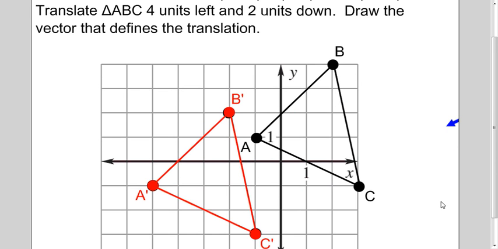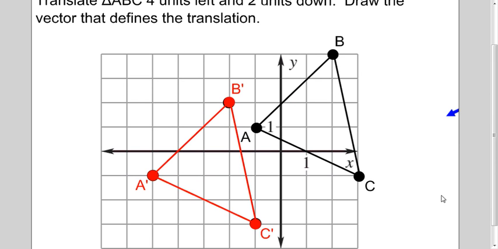And now we want to draw a vector that defines it. So pick a pair of corresponding points and draw your vector in there. And make sure you have the arrow. Without the arrow, you don't know which way your vector is going. And so you could have drawn it at A or B. Like I said, there's other points, but those are going to be the 3 most common ones for this vector.